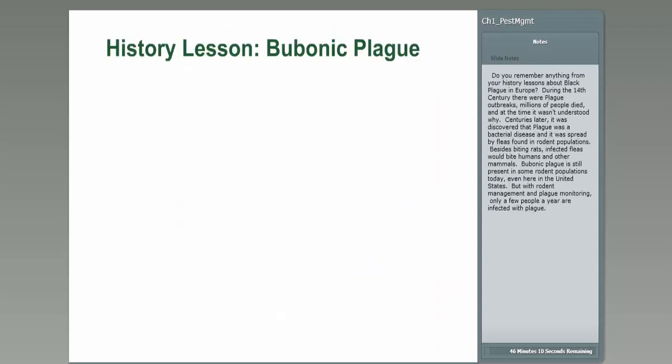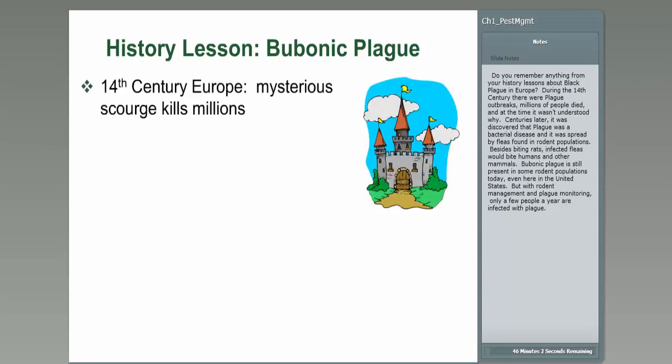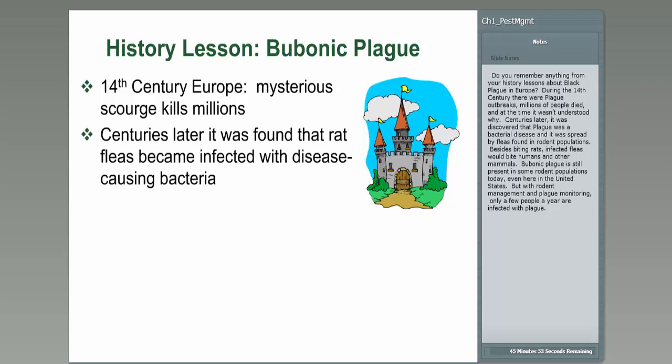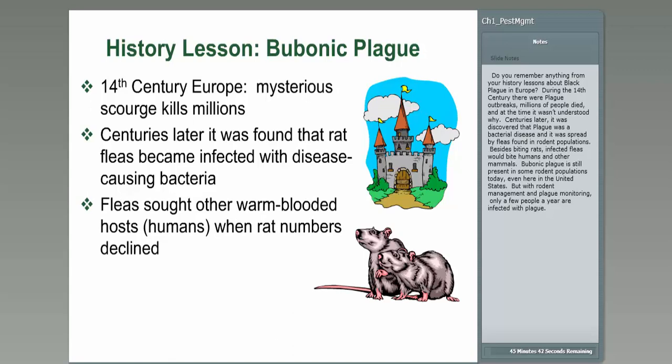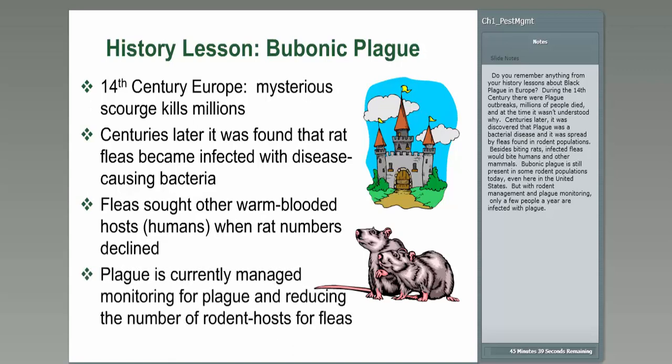Do you remember anything from your history lessons about the Black Plague in Europe? During the 14th century, there were plague outbreaks. Millions of people died, and at the time it wasn't understood why. Centuries later, it was discovered that plague was a bacterial disease and it was spread by fleas found in rodent populations. Besides biting rats, infected fleas would bite humans and other mammals. Bubonic plague is still present in some rodent populations today, even here in the United States. But with rodent management and plague monitoring, only a few people a year are infected with plague.